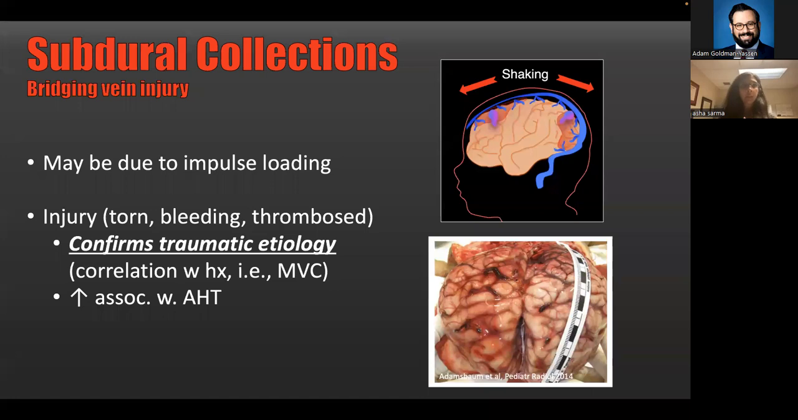Seeing them doesn't confirm abusive head trauma, but it does confirm that there's been like a high energy mechanism trauma. So we see these in patients who've had motor vehicle accidents or other high energy non-abusive traumas, but there is a high association with abusive head trauma, and it can confirm that the subdural is due to a traumatic mechanism.